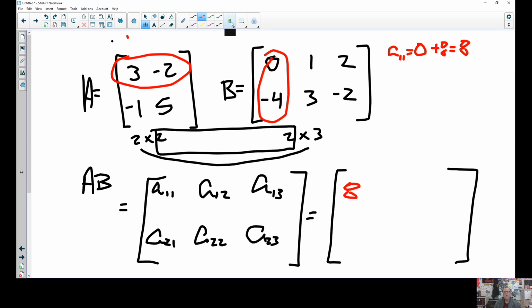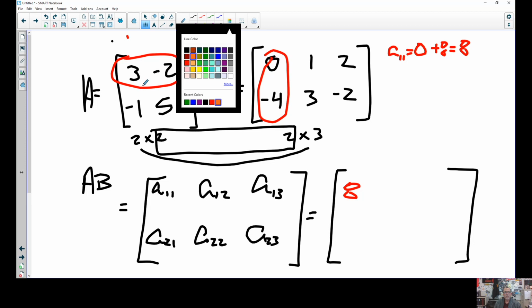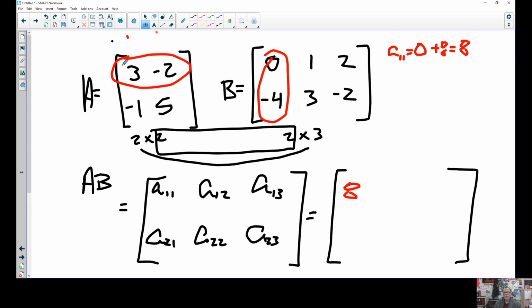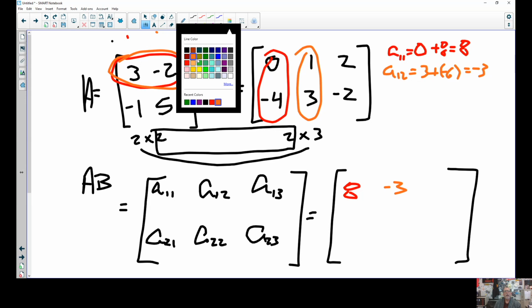Then I can go and do A12. So 1 and 2 gives me 3 times 1. So that's 3, plus -2 times 3 is -6. That gives me overall -3. Now, I can go to the next one, A13.